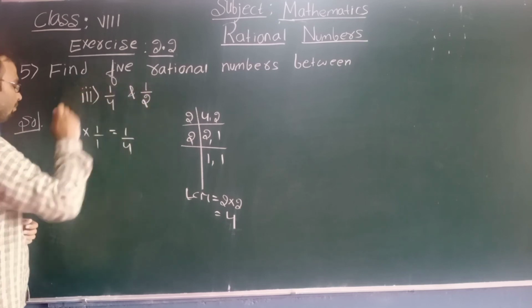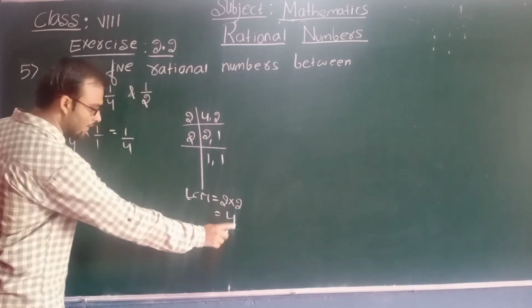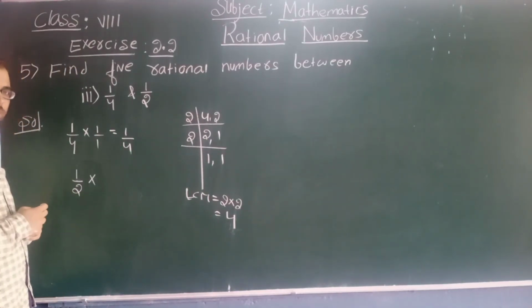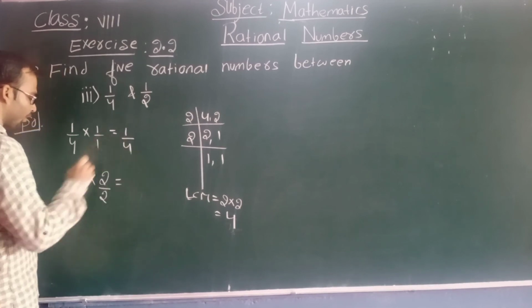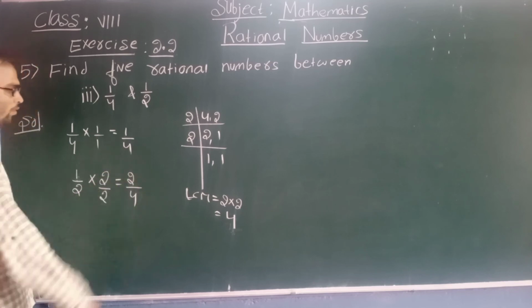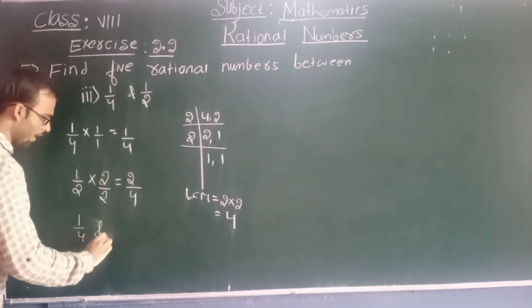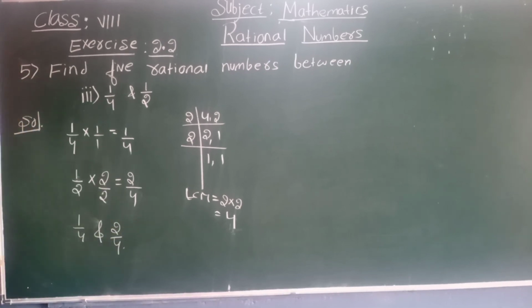So now take this number, that is 1/2. And look at here. LCM is 4 and denominator of this number is 2. So what we need to multiply? 2, no? 2/2. So 1 2s are 2, 2 2s are 4. So now just rewrite these two numbers, that is 1/4 and 2/4.